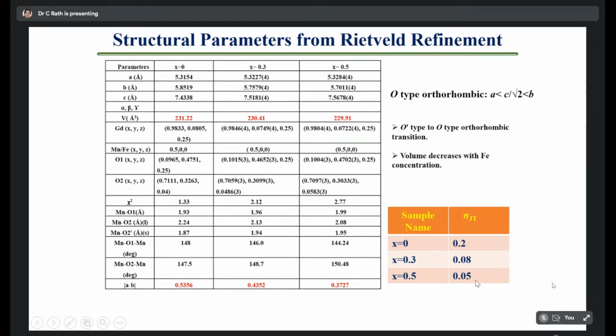All these features were explained previously. As we further increase the iron concentration, this A minus B is further reduced, and the volume is also reduced. So for that volume reduction, one again has to see what happened, whether it is Mn4 plus or what else is the reason behind it when x equals 0.5.